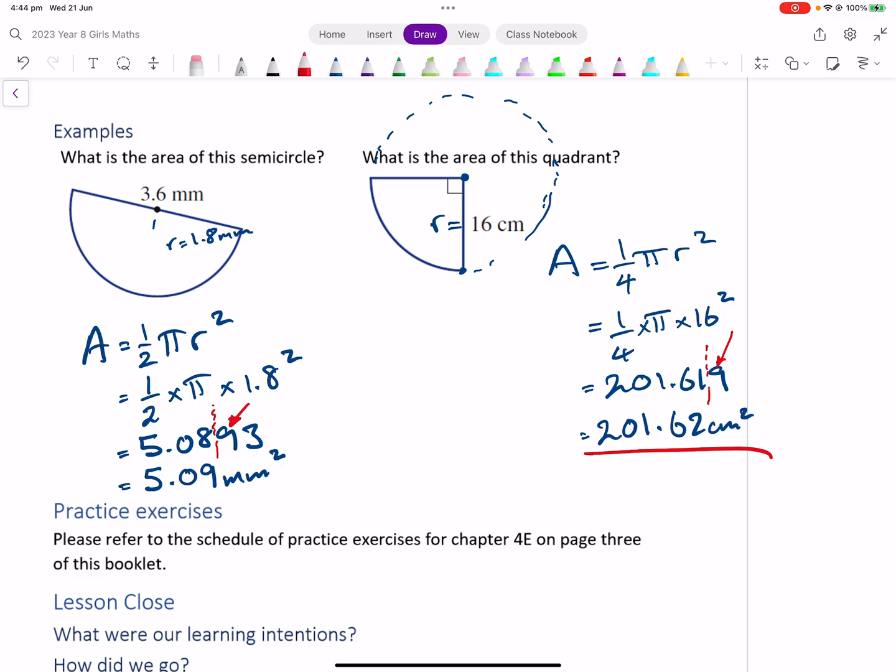So that's how you calculate the area of circles and semicircles and quadrants. So hopefully that made sense to you.